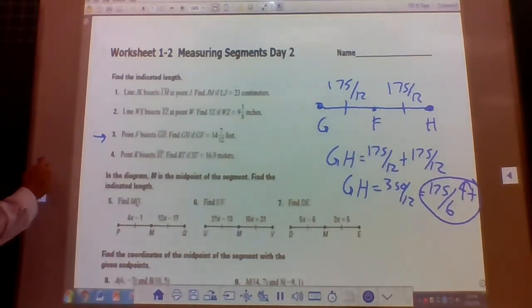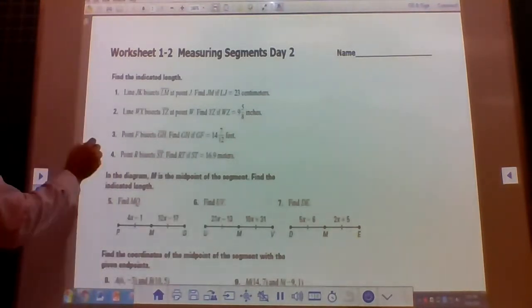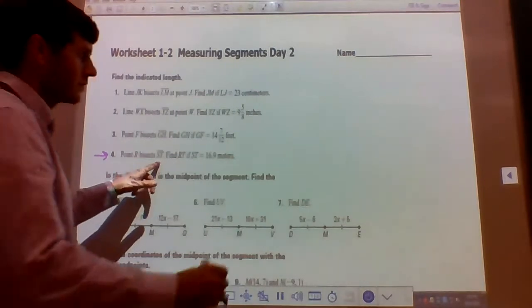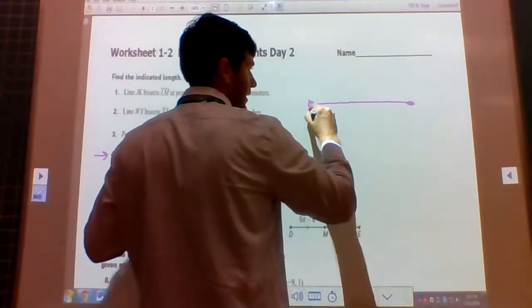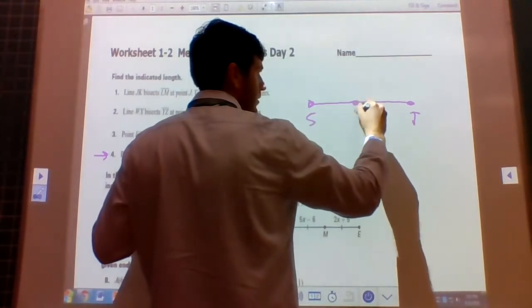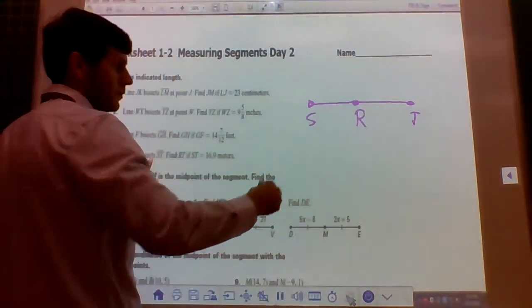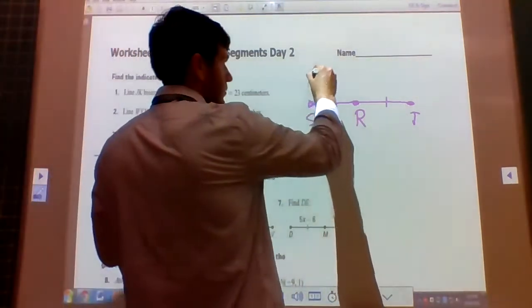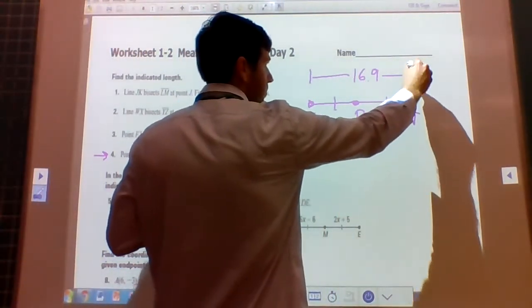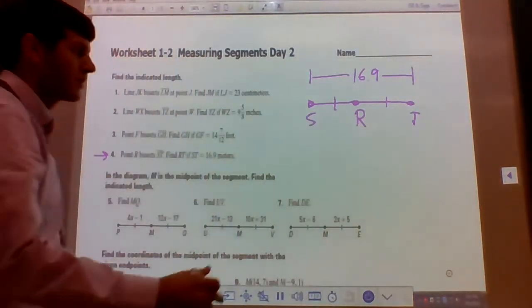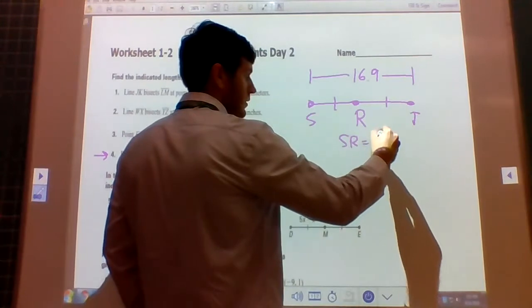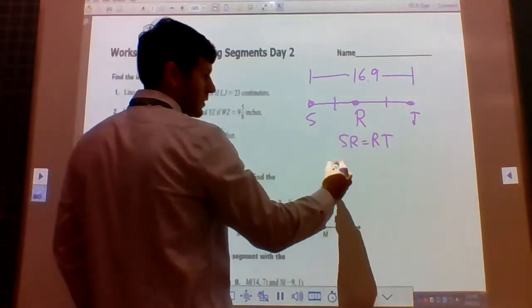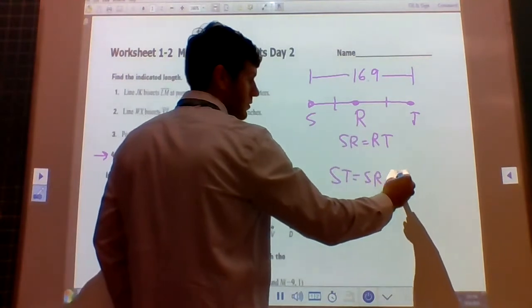The last one here. Point R bisects segment ST. So point R is going to cut ST in half. That means segment SR is going to be congruent to segment RT. We want to find RT. We know that ST is 16.9, so this whole piece here is 16.9. We know that SR equals RT. We know that the big one, ST, is going to equal SR plus RT.